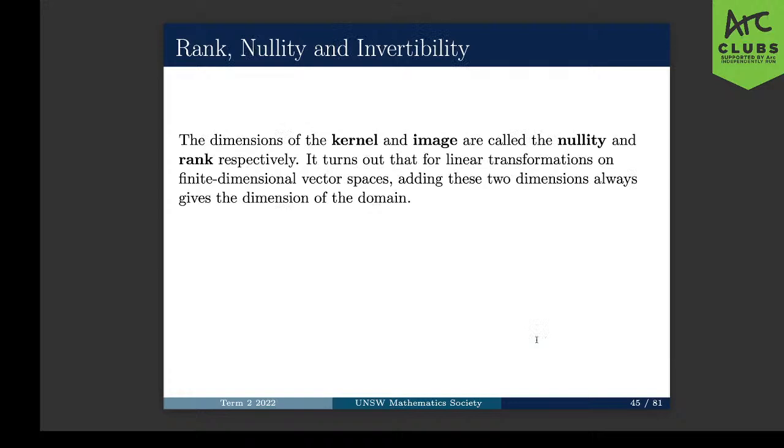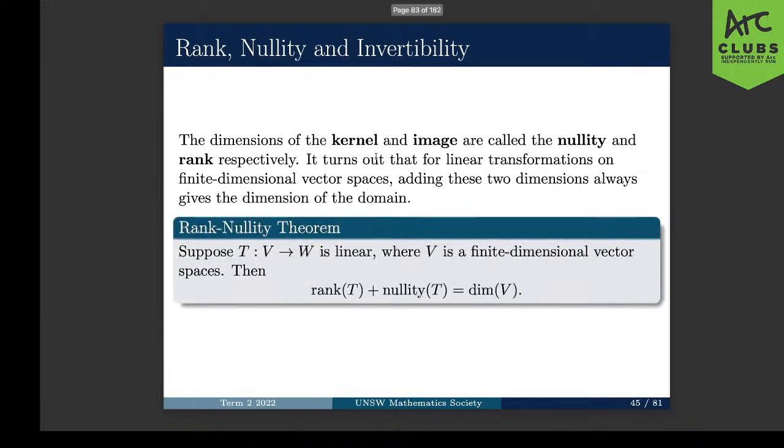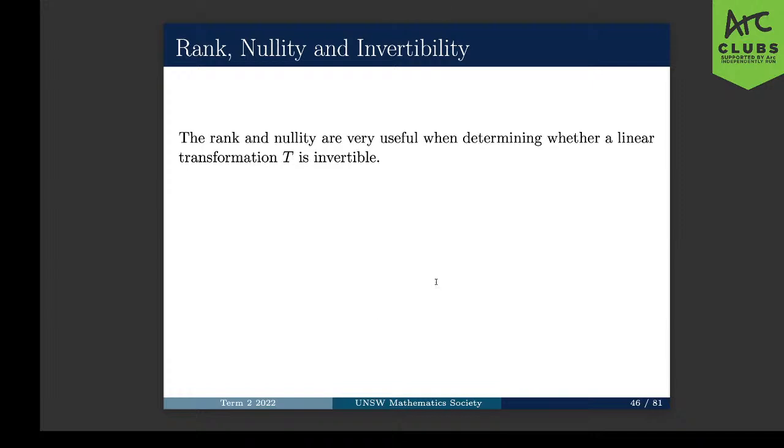The dimensions of the kernel and image have special names, nullity and rank, respectively. It turns out that for a linear transformation on finite dimensional vector spaces, if you add these two dimensions, you get the dimension of the domain. That's called the rank-nullity theorem. The conditions are we have T, a linear map from V to W, and V is finite dimensional. If that's true, then the rank plus the nullity equals the dimension of V. This is really useful for determining whether a linear transformation is invertible because of the following theorem.